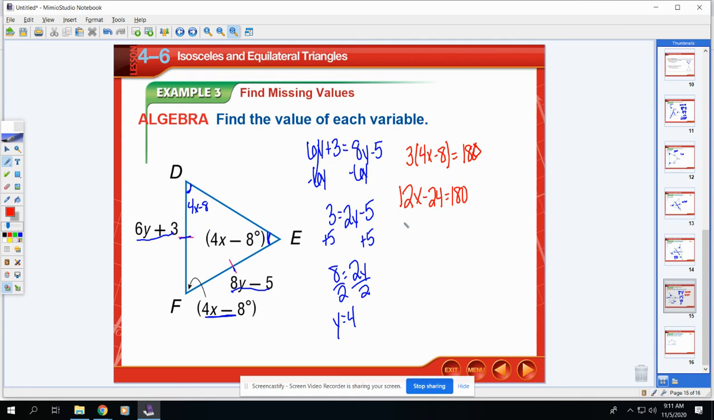We're going to want to add a 24 to both sides. And this is going to be 204. We're going to divide both sides here by 12. We should get x equals 17. All right, so y equals 4, x equals 17.